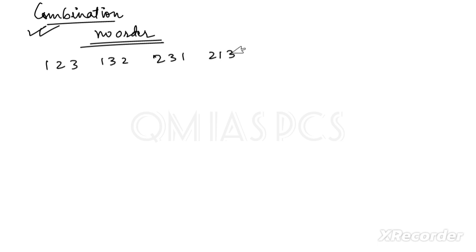So this is your combination. Combination means what? Selection of things. There is no order. So whatever is there, like 1 2 3, 1 3 2, 2 3 1, 2 1 3, if you write 1 2 3, 3 1 2, 3 2 1, like this, all of these are one combination, right? Because all three numbers are together.